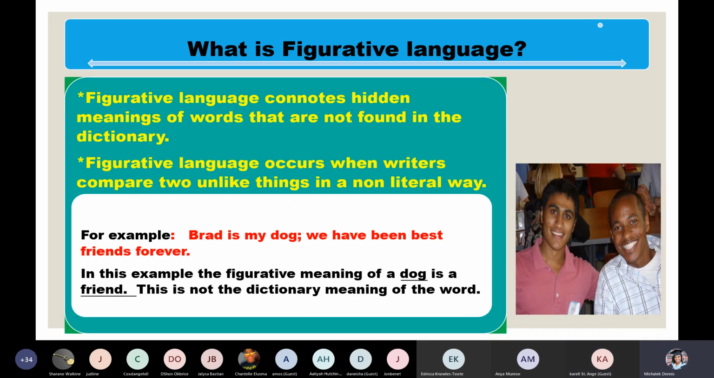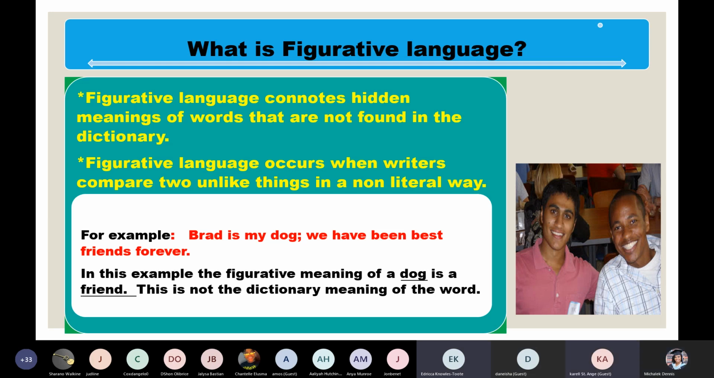Okay, let's move on now. What is figurative language? Can I get someone to read what's on the slide, please? Anyone? Denisha, Corral. I see Corral had her mic open. Okay, Corral, you can read.